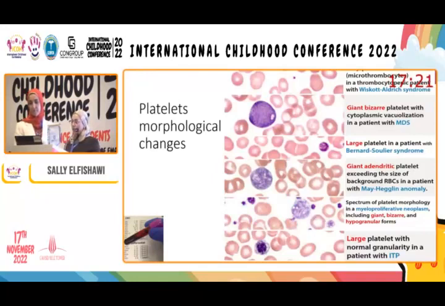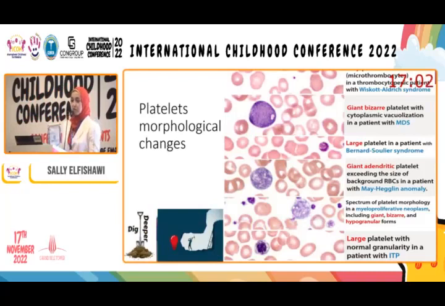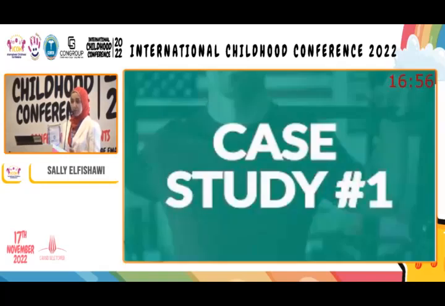Even something as simple as an aggregate of platelets would give you a clue of what's going on in the coagulation state of your patients. So again, whatever morphological change you have, you need to dig deeper. Let's now apply this to practical cases.